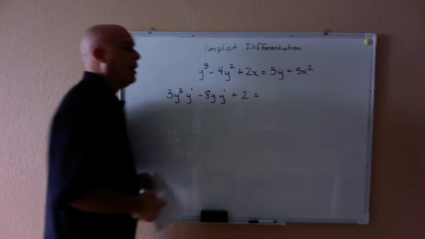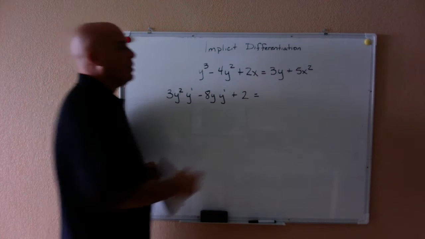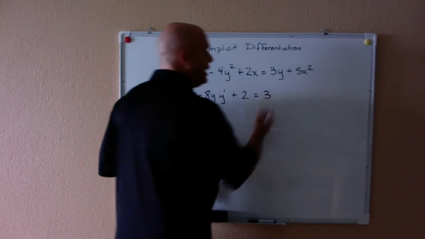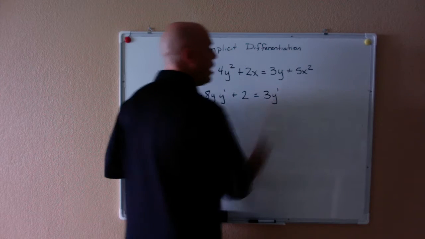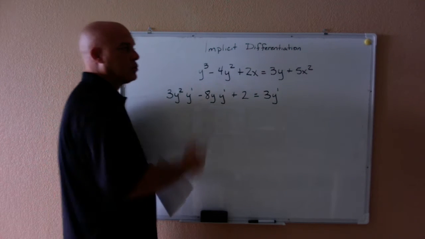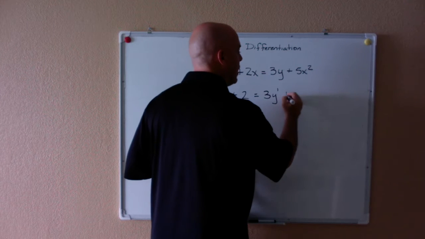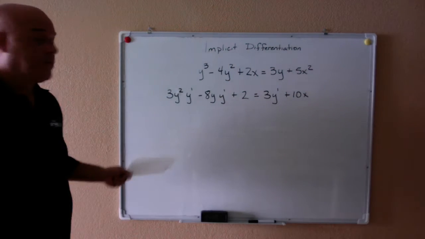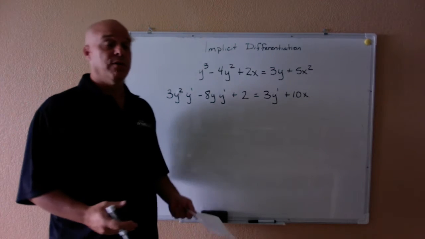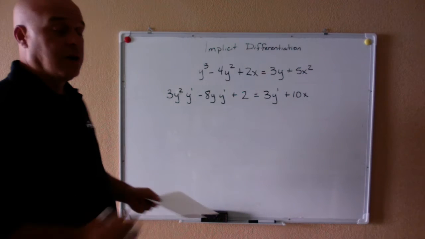The next term I have 3y. The derivative of that is going to be 3 times the derivative of y, so it's going to have 3y prime. And then the last term I have plus 5x squared, which is 10x. So again, now I've got the calculus done. I've taken the derivative completely. All the calculus for this is done.